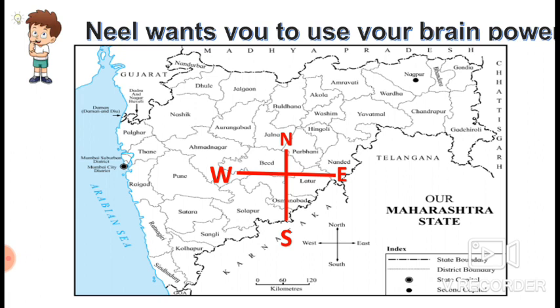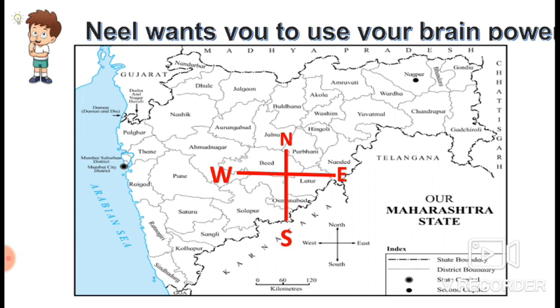Now, here is Neil and he is asking you to use your brain power. Now, let's answer his questions. Now, we'll place the compass rose on the map to read the map. Okay, you can see that the compass rose is already placed. We'll place it on Bid district and we'll make the list of all the districts that are situated along the main directions and sub-directions. We will see the districts to the east, west, north, south direction of Bid.